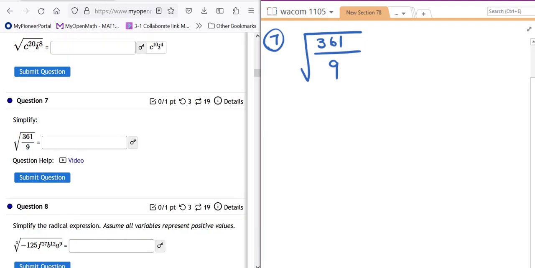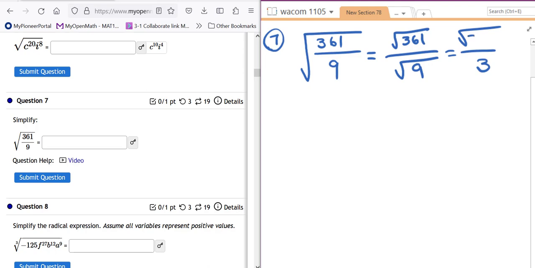All right, so let's put the radical with the numerator and put the radical with the denominator. All right, denominator is easy. That is a perfect square. That is a 3. I don't think there's anything you can do with 361. If you tried going with primes, it doesn't fit any of the rules that we have. It does not end in an even digit. It doesn't end in a 0 or a 5.